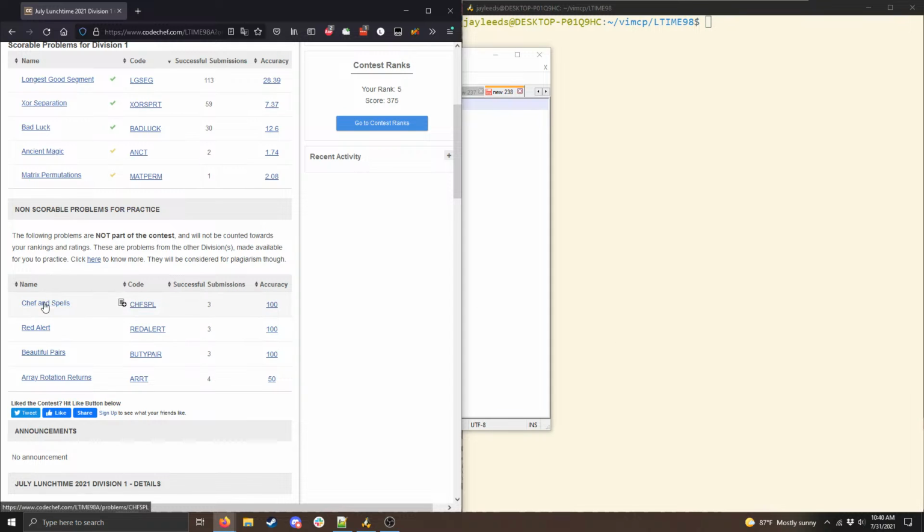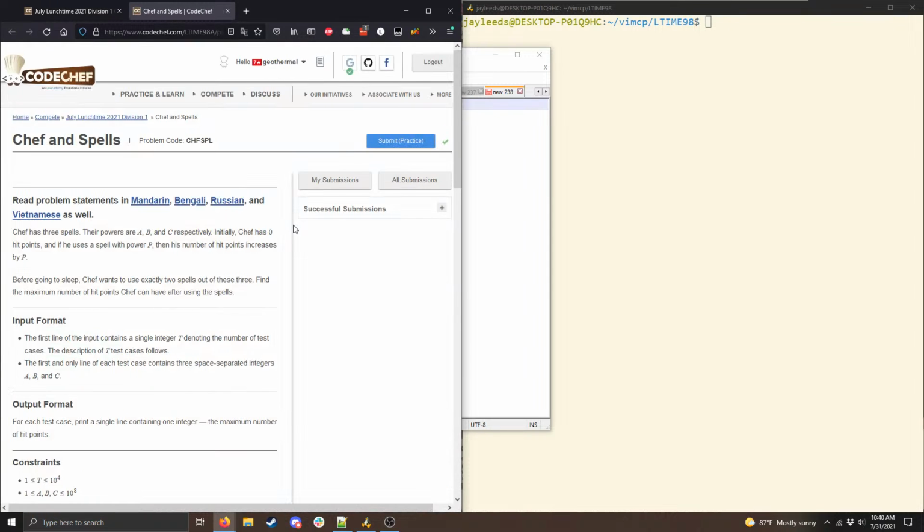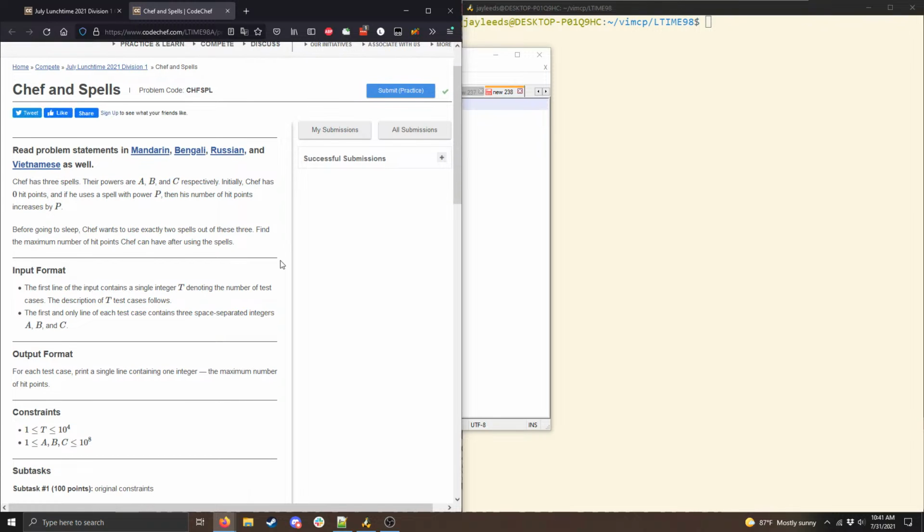So let's start with Sheffden spells. We have 3 spells. Their powers are A, B, and C. Initially you have 0 points, and if you use a spell with power P, then you gain P points. You want to use exactly 2 spells out of these 3, and your goal is to find the maximum number of points you can have after using the spells. So this is a pretty direct implementation problem. You're just going to find the largest 2 values and add them to create the answer. Should be pretty immediate after reading the problem.